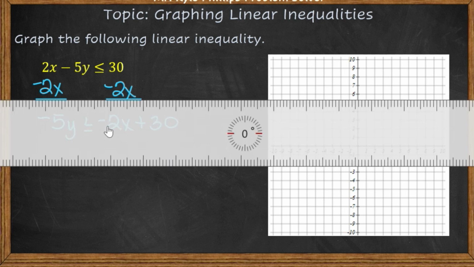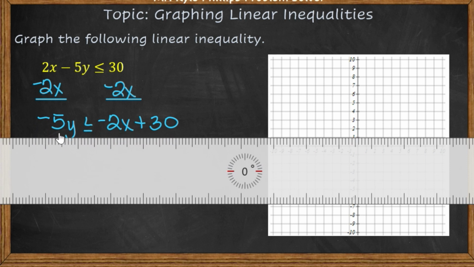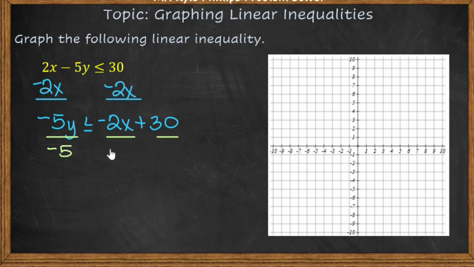And then I will divide by negative 5. So now I have y is greater than or equal to. Remember, anytime you divide by negative 5, your inequality changes direction. Negative 2 over negative 5 is positive 2/5. And positive 30 divided by negative 5 is negative 6. So we almost have the exact same graph as we did in our first example.